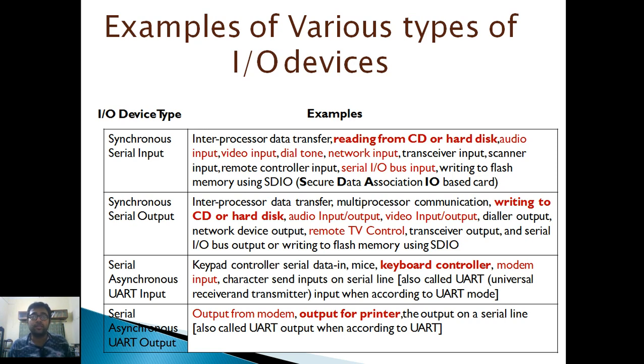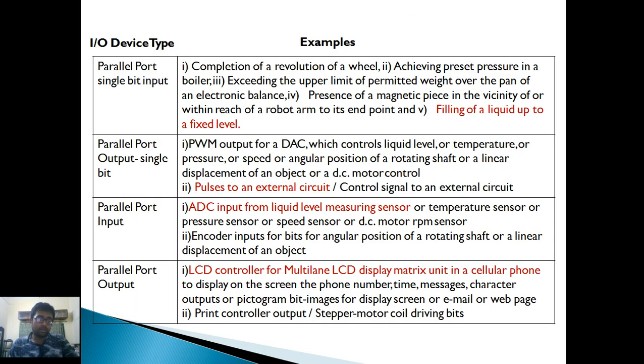Let's go to the next slide. There are 4 other different examples. Let me read it out. Parallel port single bit input. Examples are completion of a revolution of a wheel, achieving preset pressure in a boiler, exceeding the upper limit of permitted weight over the pan of an electronic balance, presence of a magnetic piece in the vicinity of or within the reach of a robot arm to its end point, filling of a liquid up to a fixed level.